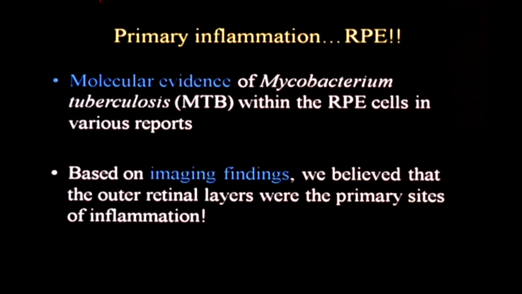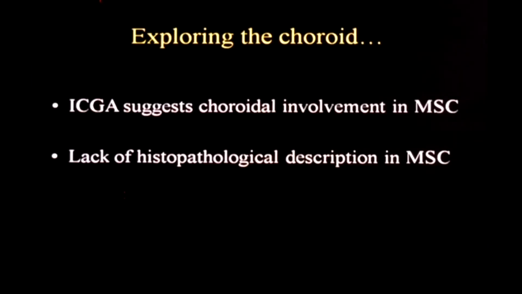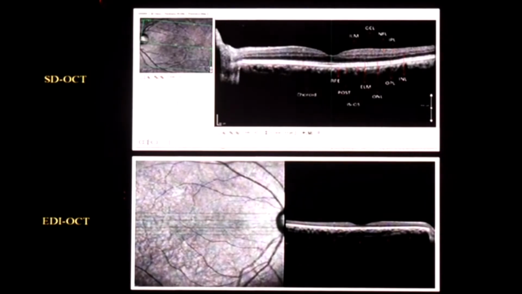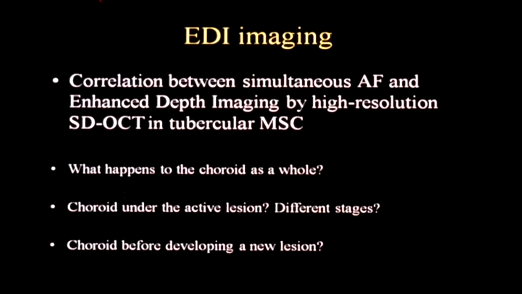But since the ICG had been showing the choroidal involvement in TB serpiginous-like choroiditis, we wanted to explore the choroid, and based on the differences between the spectral domain and the EDI-OCT, we took up this study to correlate the fundus autofluorescence findings with the changes taking place in the choroid.